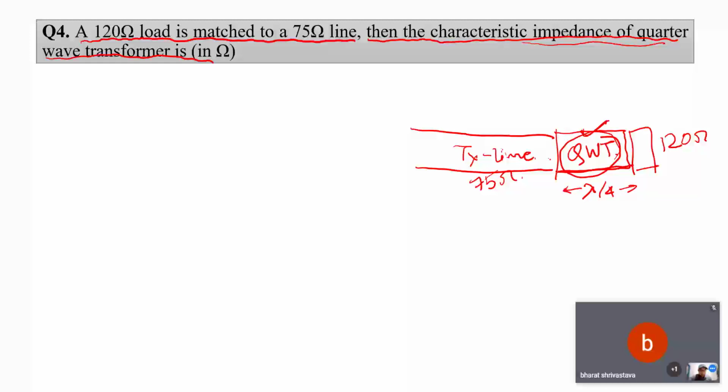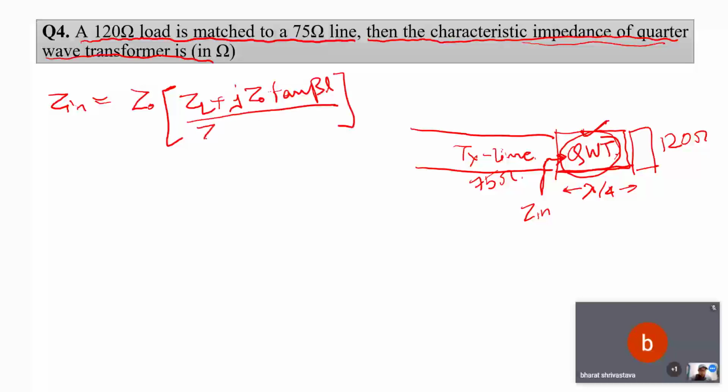So we will use the basic input impedance equation that we have seen in the first and second class of this course. Suppose this is Z in. Z in is defined as Z naught times (ZL plus j Z naught tan beta L) over (Z naught plus j ZL tan beta L). Now L of this quarter wave transformer is lambda by 4, whereas beta is 2 pi by lambda.